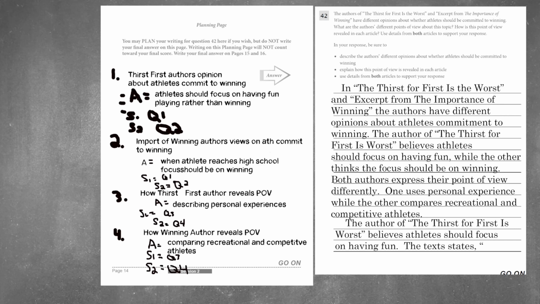So the first paragraph, again, when you read it, will have an answer to all the questions, and all you have to do is look to your A equals for each of them on your planning page. So make sure that that first paragraph has a nice flow to it and has an answer. It just doesn't rephrase the question. Now that you have an answer, I want to see the second paragraph come from your first paragraph. The author of the thirst for first is worst believes athletes should focus on having fun. Well, that comes right from your answer, one of your four answers in the first paragraph, and it comes right from the planning page, and then you'll put in your supporting details.